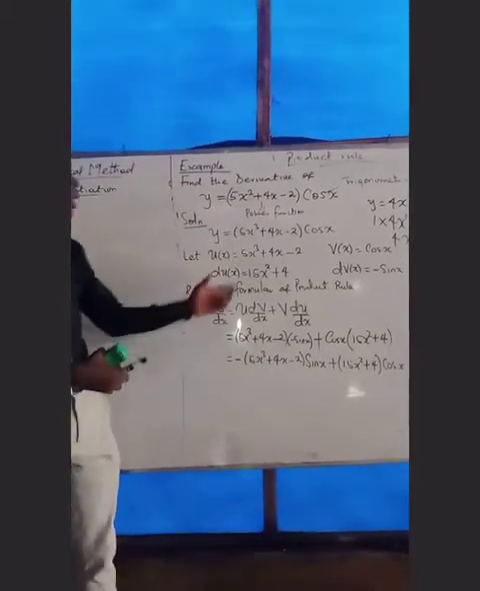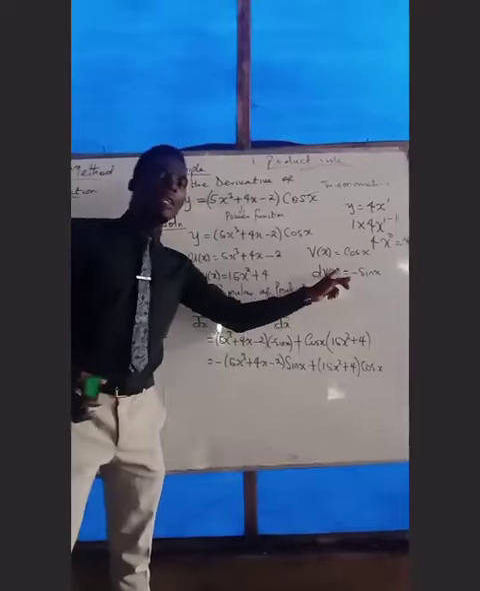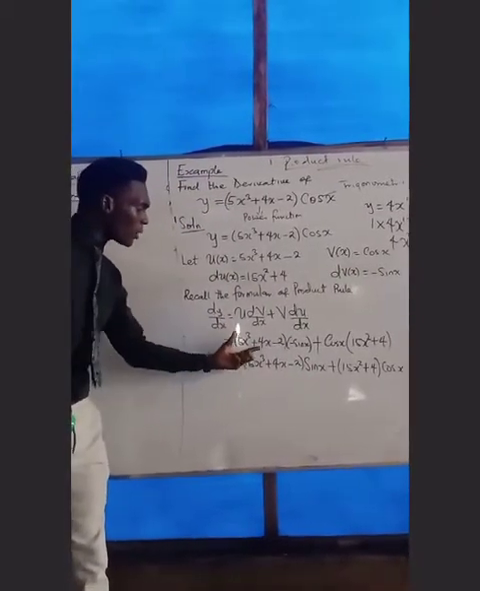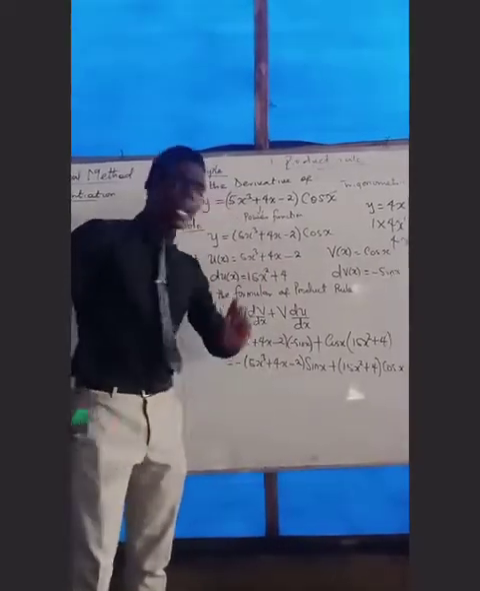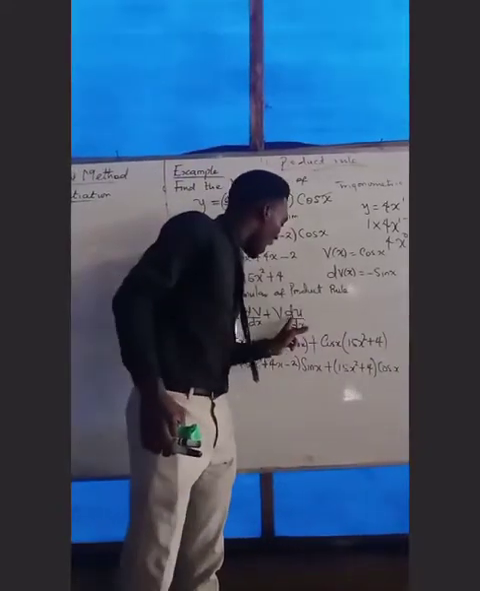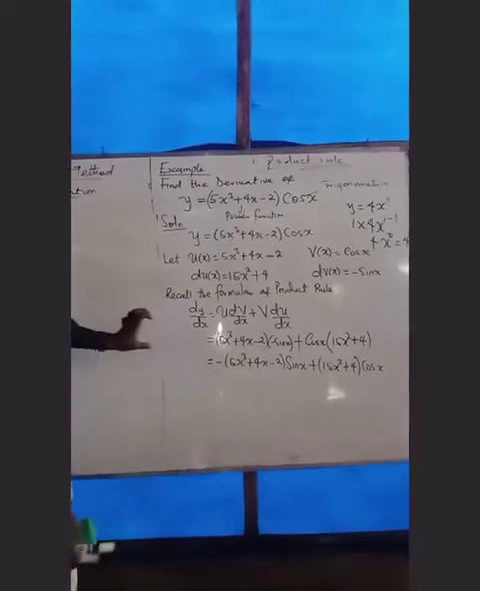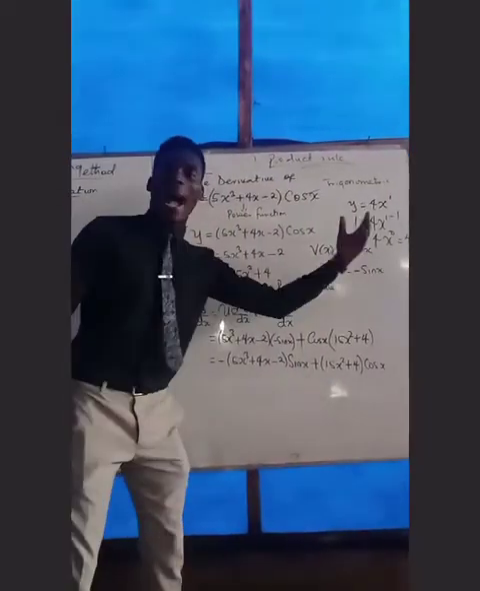Already we know what our u is. We know what our v is, what our du is, and what our dv is. You substitute into the formula given. Our u is 5x cubed plus 4x minus 2. Then our dv dx is minus sine x plus cos x. And our du dx is what? 15x squared plus 4. Now, this is the problem students do have on what to do at this stage.